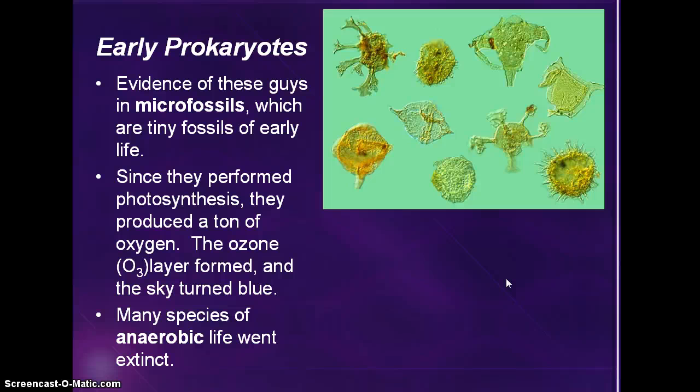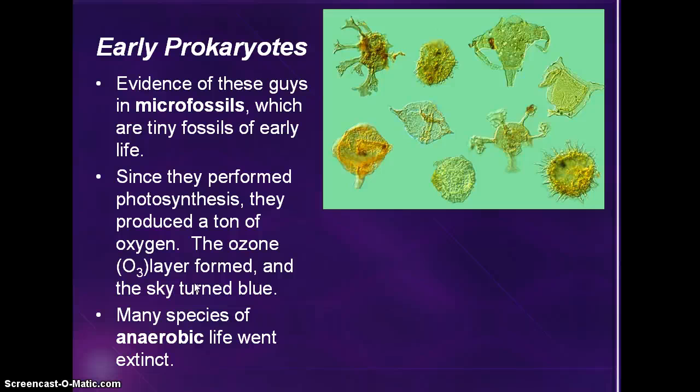The ozone layer is also going to be produced because ozone is O3, which is derived from oxygen gas, which is O2. The ozone layer protects us from ultraviolet radiation, which is bad for a lot of different forms of life. The sky would have turned blue also because of the presence of oxygen and the ozone layer, based on something called Rayleigh scattering.